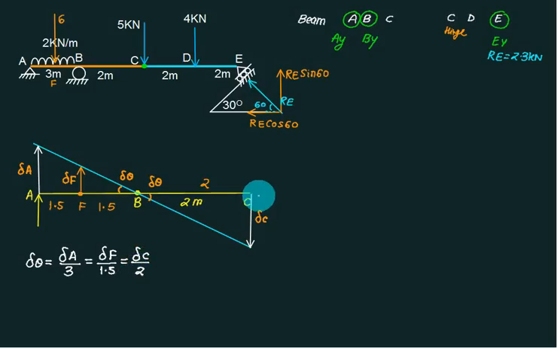Now for the remaining portion, you start by drawing a horizontal line. Mark your points C, D, E.